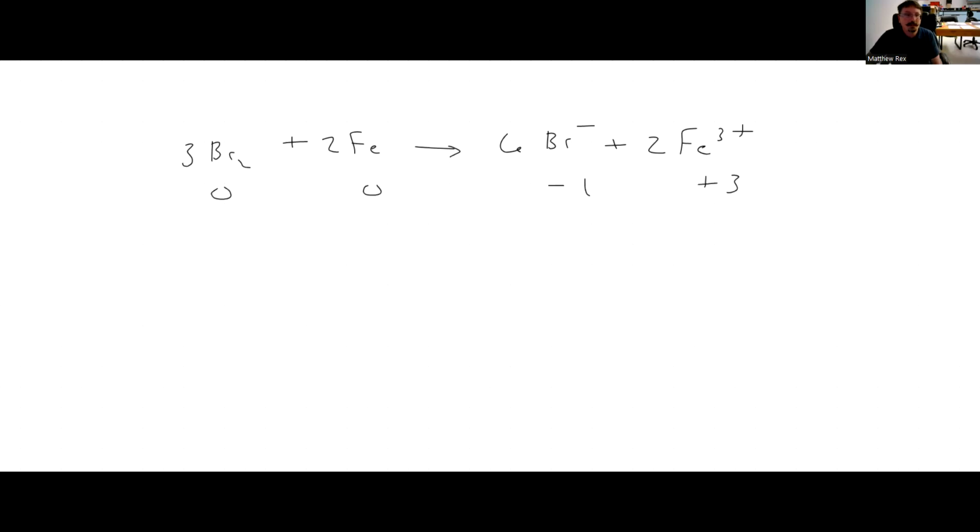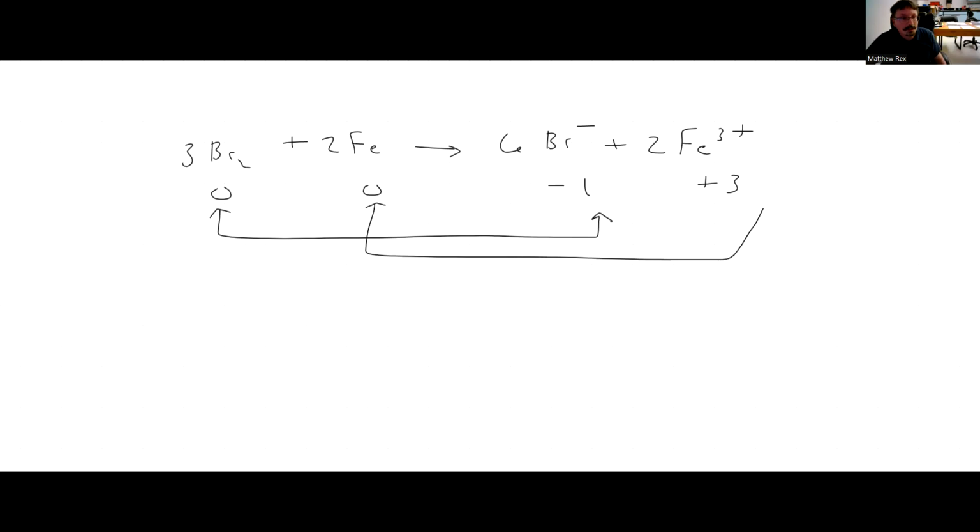So bromine is gaining an electron, so it's reduced. And iron is losing three electrons, so it's oxidized. The thing that's oxidized is our anode, and we want to start with our anode.